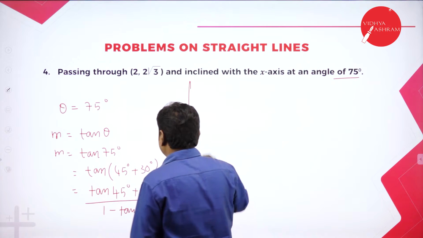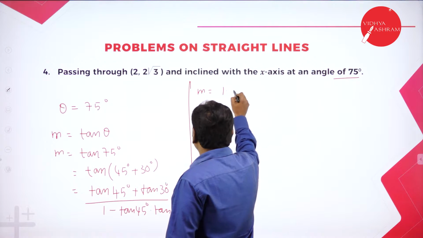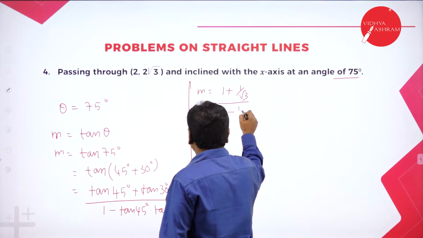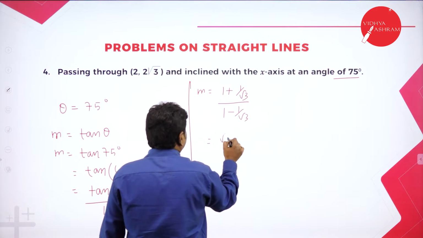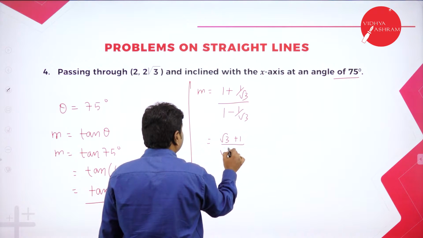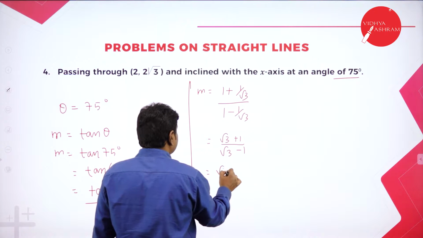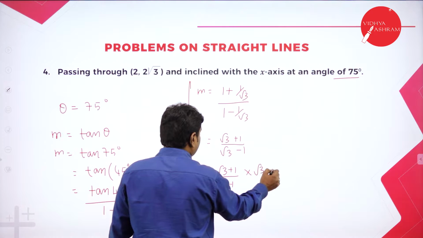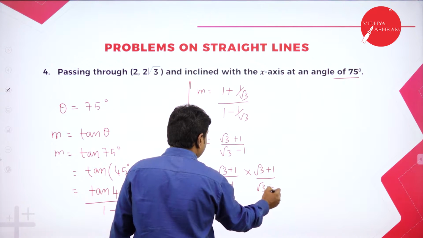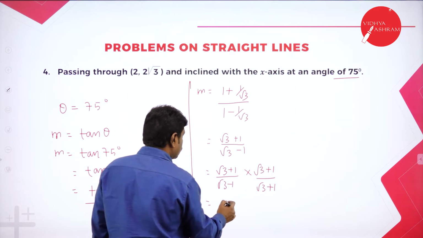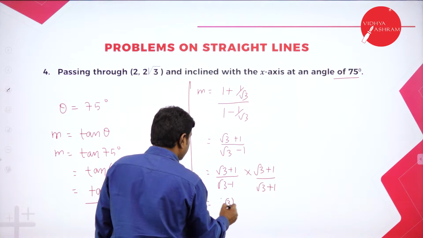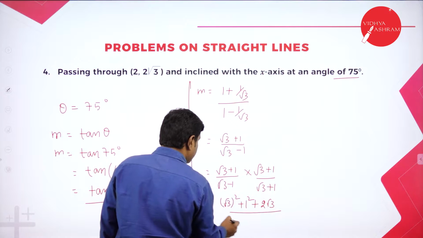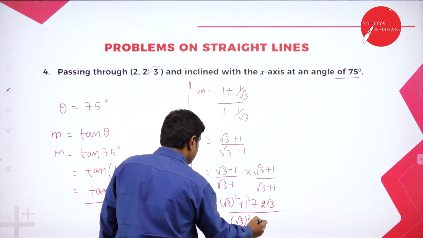So now, what is m? Simplifying that, you will get 1 plus what is tan 30? 1 by root 3 divided by 1 minus 1 by root 3. Simplify this. So it will become root 3 plus 1 by root 3 minus 1. Further rationalize this. If you rationalize root 3 plus 1 by root 3 minus 1, divide and multiply by root 3 plus 1 by root 3 plus 1. So numerator becomes a plus b the whole square, then a square plus b square plus 2ab. Denominator a plus b into a minus b, root 3 whole square minus 1 square.